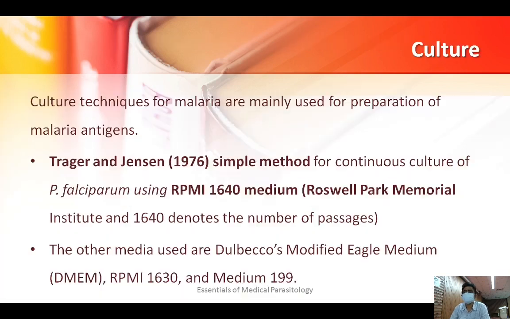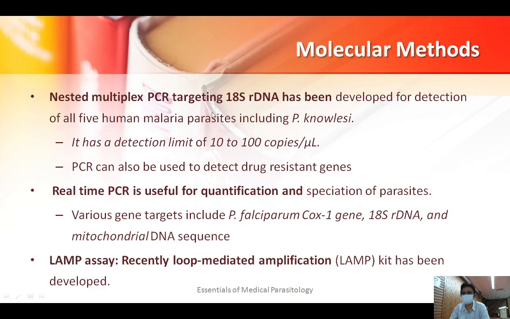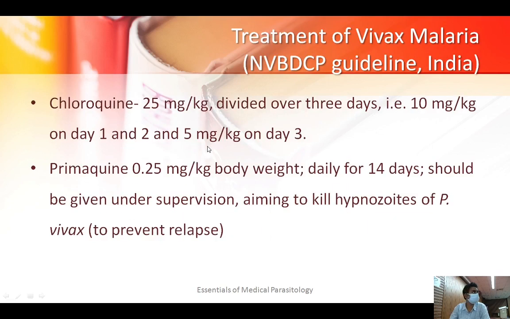So please just read and go through all this. Culture, as I told you, only RPMI, just know the name of the media, we don't need to know more. Molecular test can be done here. The advantage of it is that the detection limit is 10 to 100 copies per microliter. If there is less burden of the parasite, then it can still detect. Certain parasites like knowlesi are easier to detect like this. So these things are there.